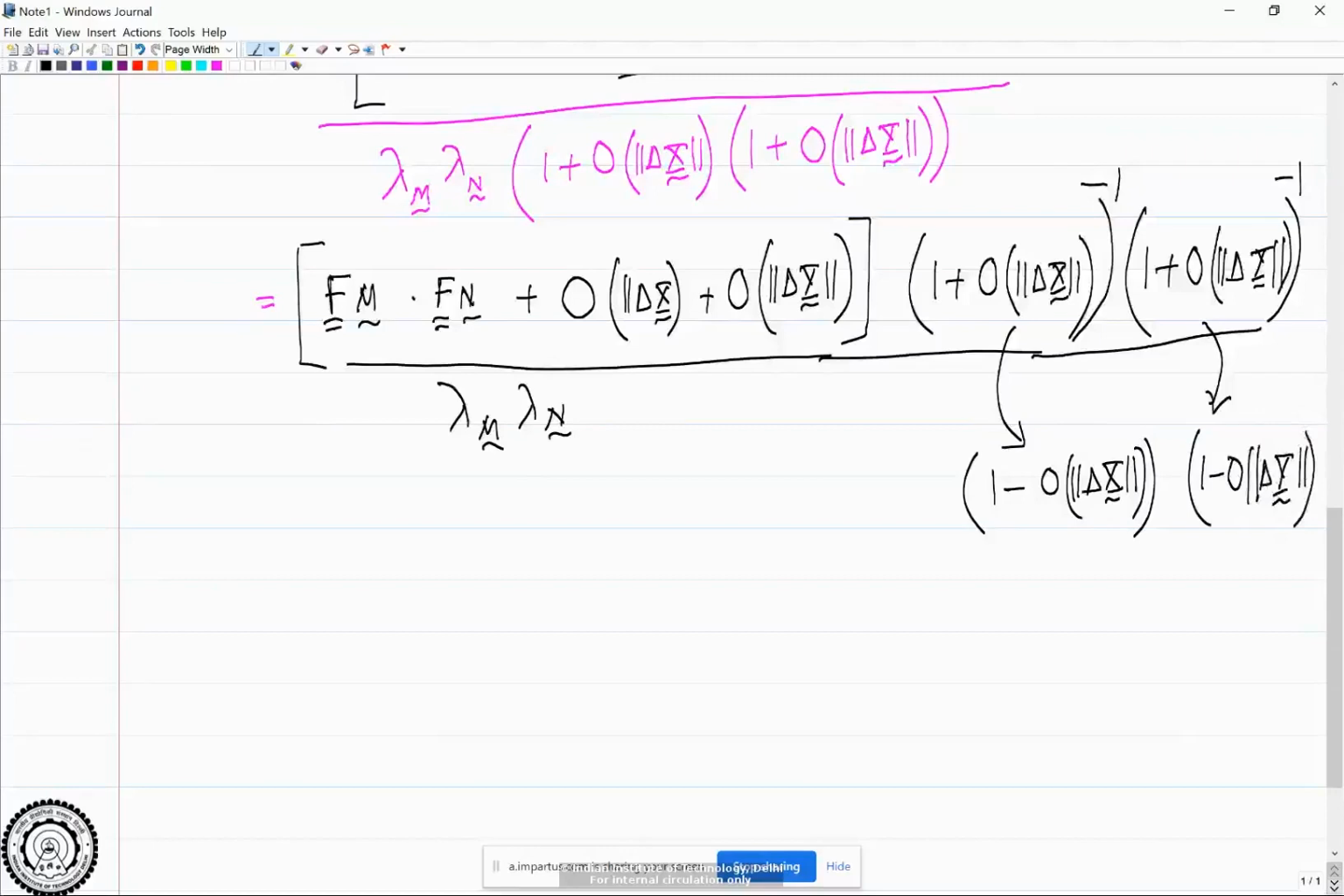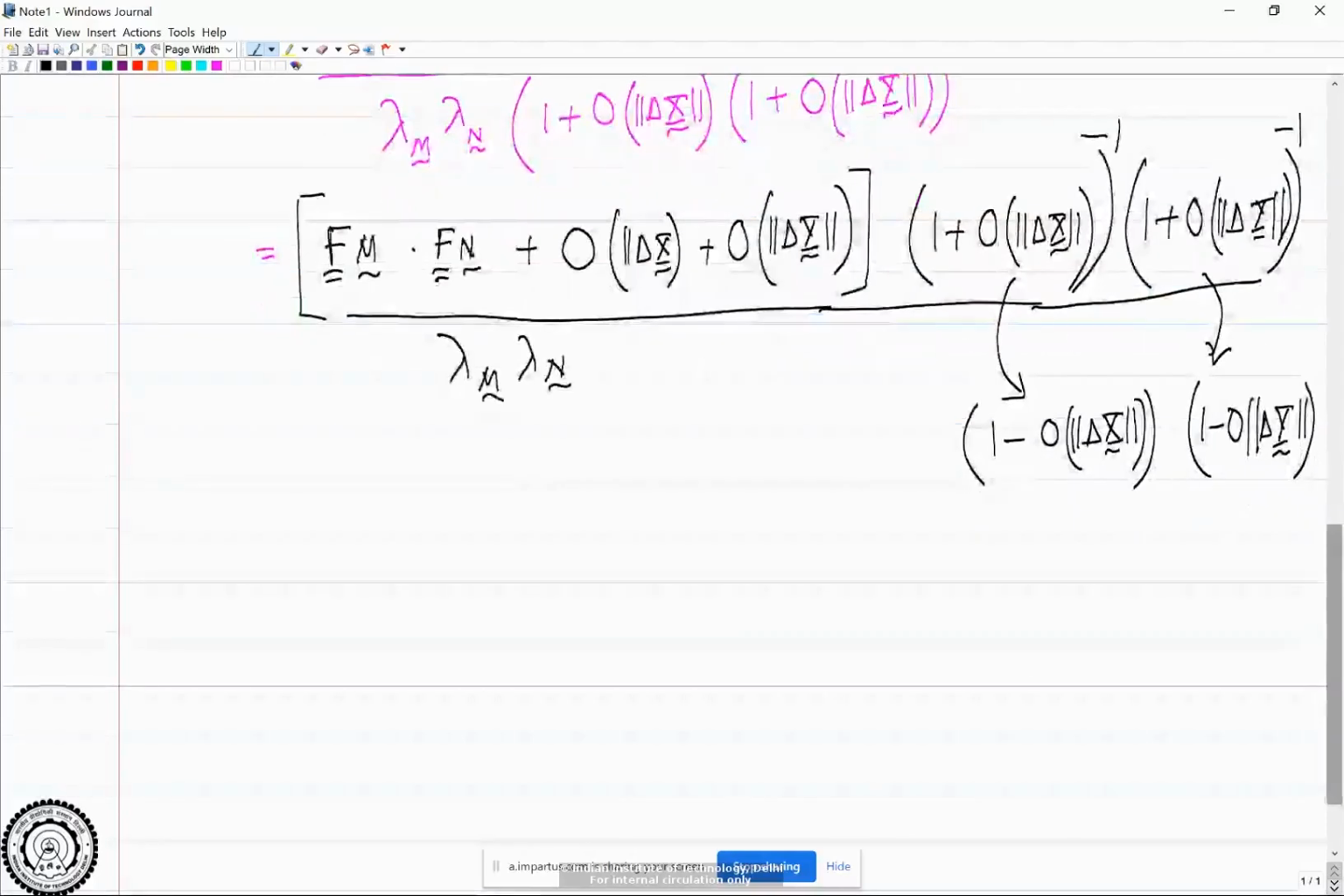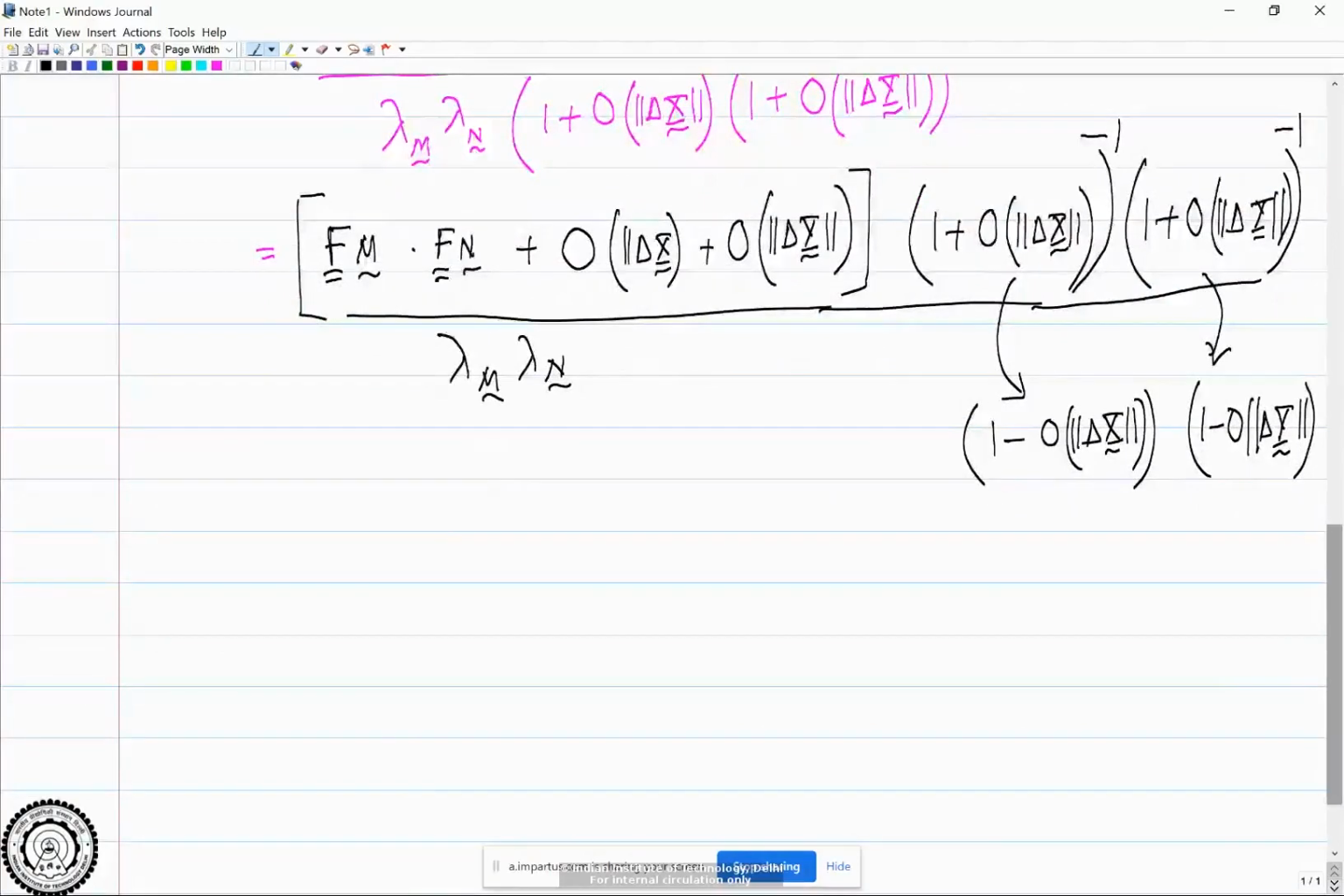Are you following, Roshan? Is he there, Roshan? Sir, he is absent. He's absent? Okay. Anybody else? Devjit? Are you able to follow till now?